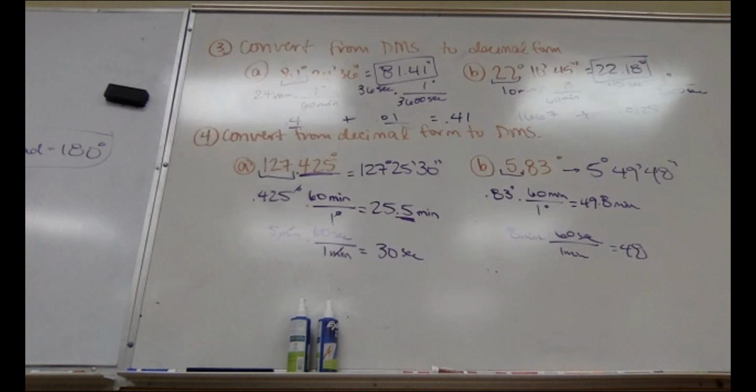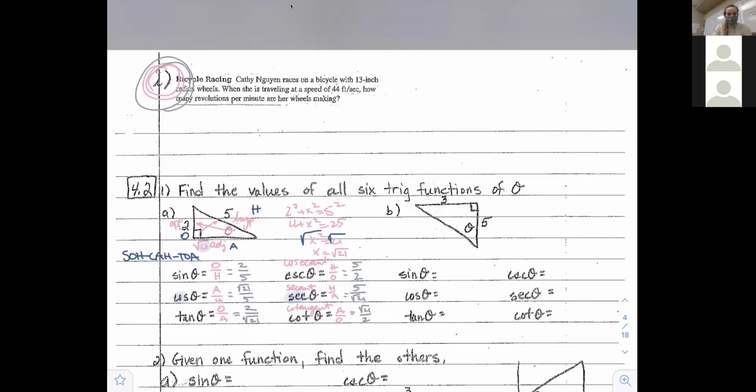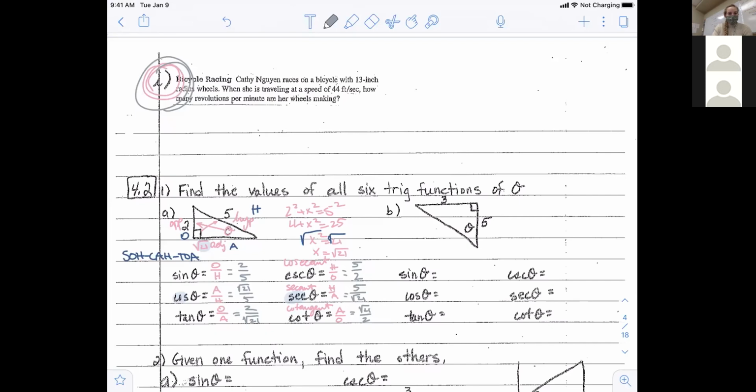Cool. All right, let me get my iPad connected to the screen. Let's do screen share. All right, gotta erase what we did last class. I don't know if I've said this out loud or just said it last period. I'm kind of losing my brain today.